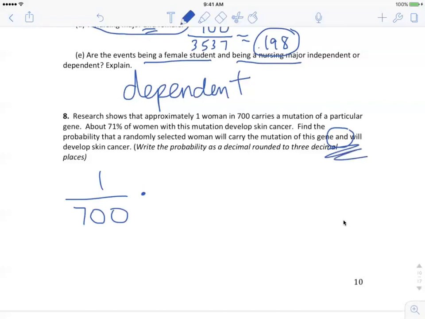then given that the woman carries the mutation, what's the probability that they develop skin cancer? That's that 71%. So I'm just going to write that as 0.71. Right? Let's do 0.71 to not be too confusing here. And so in my calculator, I'm doing 1 divided by 700 and then multiply that by 0.71. I'm saying about a 0.001. My final answer.